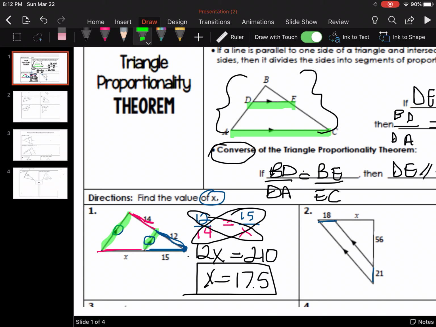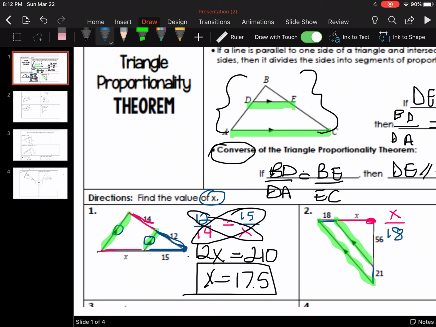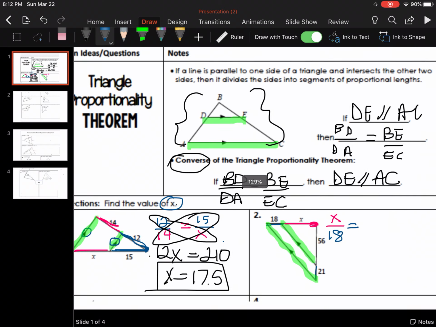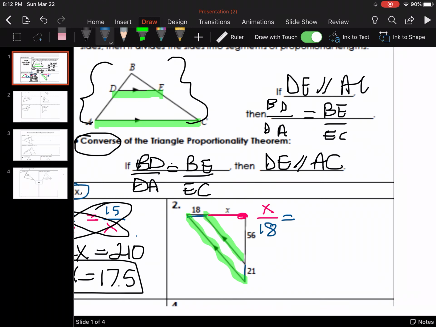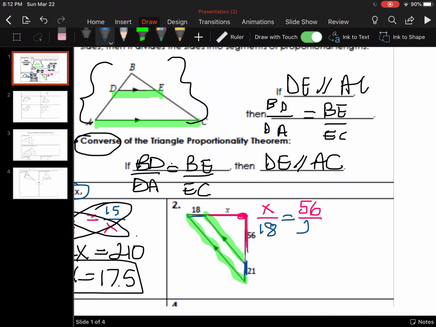All right, next problem, same thing. They're telling us that these sides are parallel, so if they're parallel, they split the sides in proportion. So I'm going to start at the tip. The top here, x, over the bottom, 18, is equal to, let's go back to the tip, be consistent. Make sure the order you set up the first fraction in corresponds to the order of the second fraction. 56 over the bottom, 21.